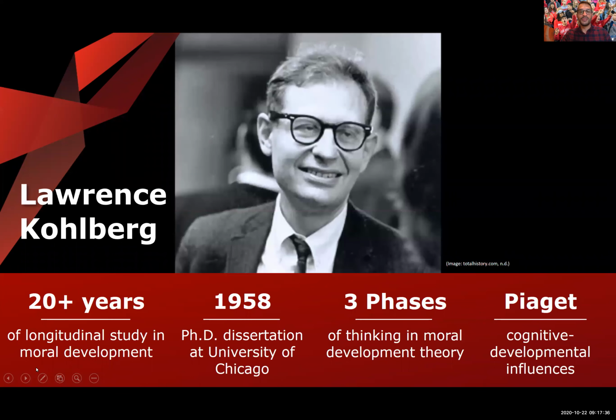Lawrence Kohlberg amassed over 20 years of longitudinal research in moral development, beginning in 1958 with a PhD dissertation at the University of Chicago. There were three major phases of thinking across his 20 years of study, starting with cognitive developmental frameworks and social perspectives inspired by Piaget. But in the end, Kohlberg deemed Piaget's work as dimensions, not as stages, which we'll get into a little bit more.